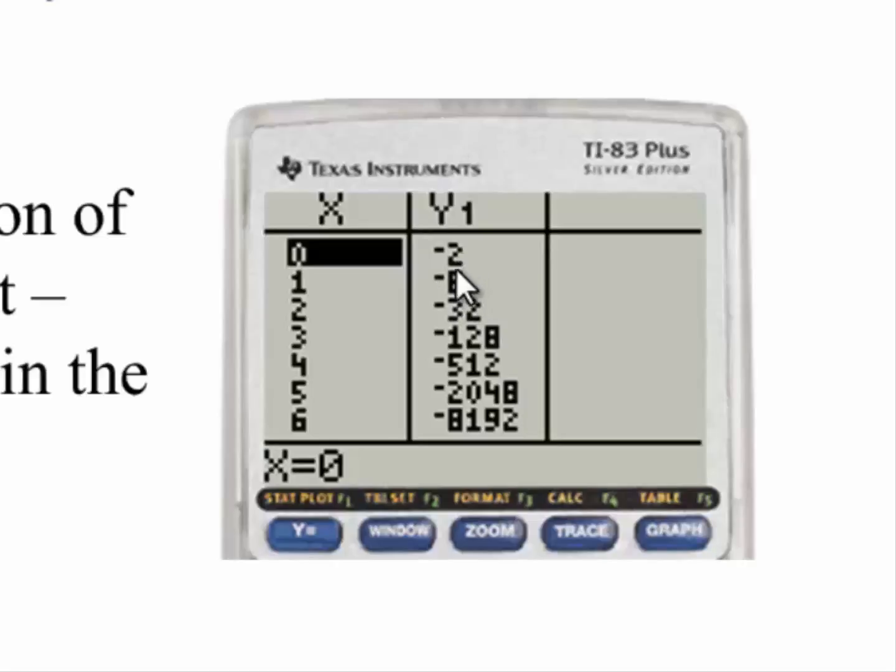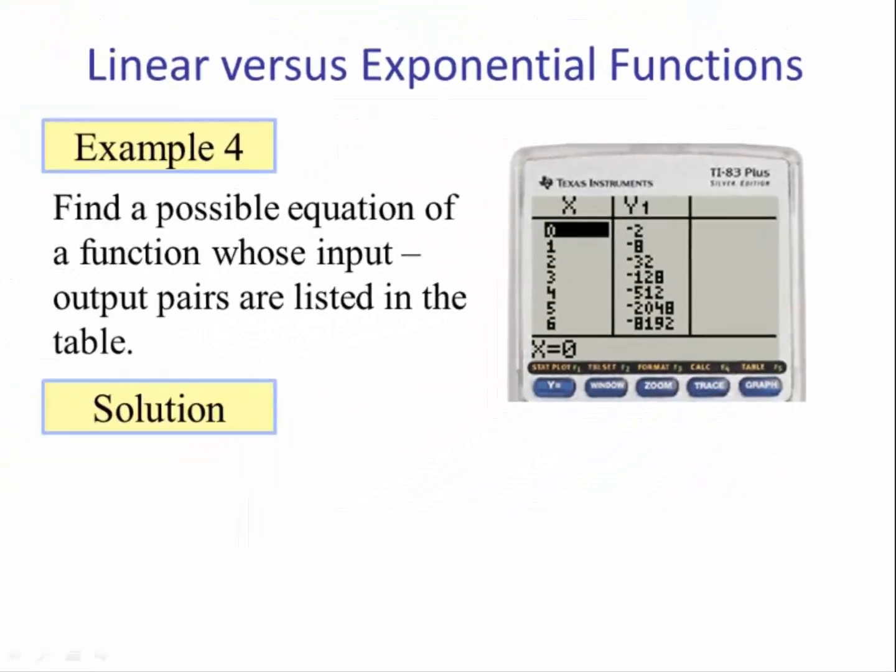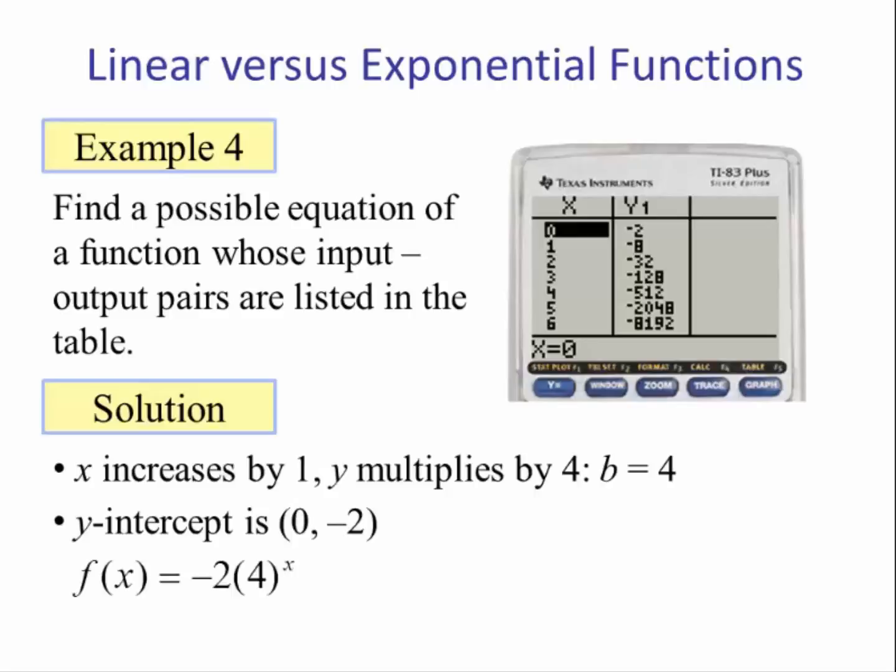-2 times 4 is -8. Take -8 and multiply it by 4, we get -32. -32 multiplied by 4 is -128. -128 multiplied by 4 is -512. This is an exponential function. A is -2, and b is the value that we multiply as x increases by 1. So for this example, f of x equals -2 times 4 to the x power.